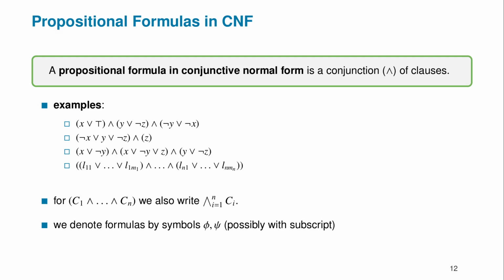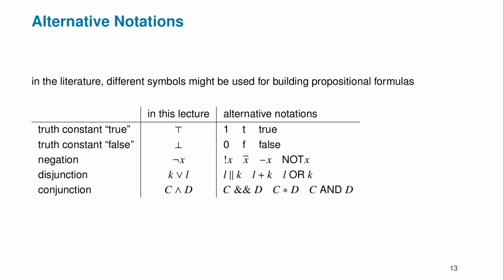Full formulas we usually denote by Greek symbols, for example phi and psi, possibly annotated with a subscript in case we are dealing with many formulas. It's important to note that when introducing the syntax, I made a special choice of what to use in this lecture. I chose this T for true, this T flipped on its head for false, this symbol for negation, and this symbol for disjunction and for conjunction. This is a very common choice, but in the literature you might find different choices, or also in programming languages, where you have these Boolean expressions.